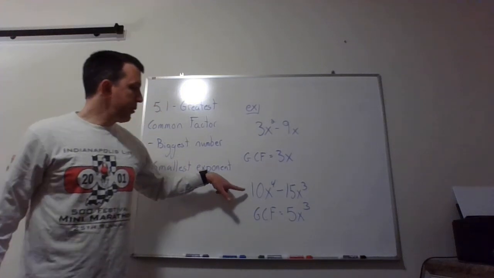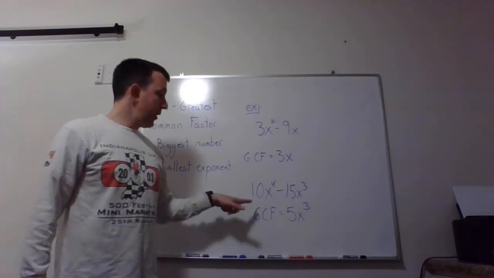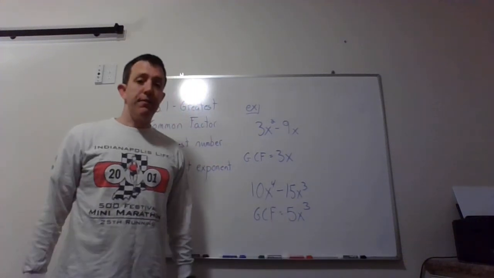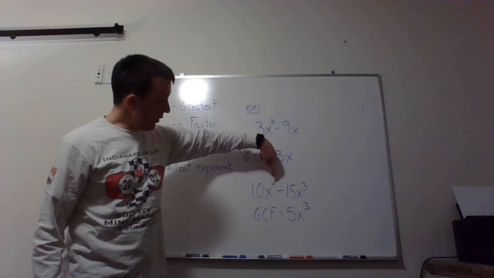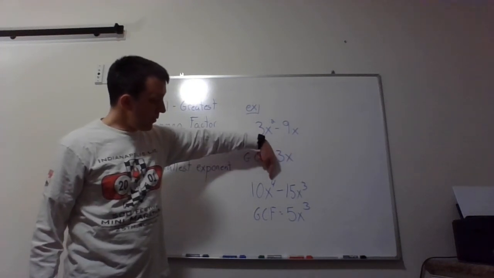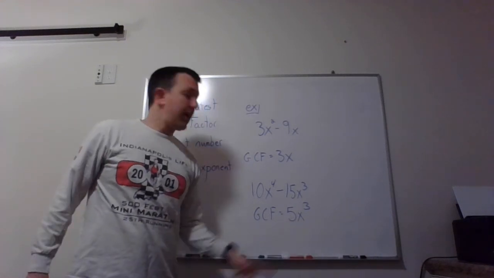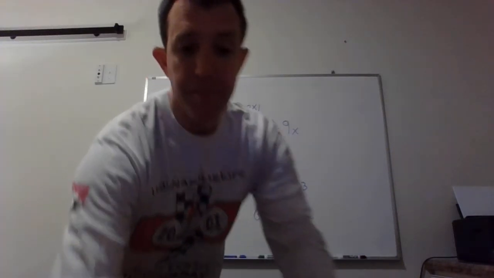For my second example, we have 10x to the fourth minus 15x cubed. Again, I'm trying to decide what divides 10 and 15. The answer is 5. For the exponents, I again want the smaller of the two. 3 is certainly smaller than 4, so what I can divide by here, and we will do this in just a second, is x cubed. And that's kind of where we're going to get started.